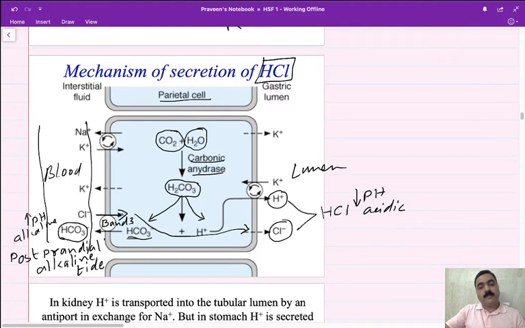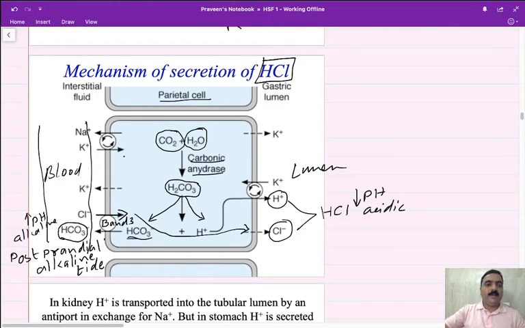The bicarbonate will be secreted to the lumen and the hydrogen goes to the blood, so that the blood will be converted back to its normal pH when it passes down from the stomach to the pancreas and the liver. But initially, when it is passing through the stomach to the parietal cell, the blood will become alkaline in nature. So this phenomenon is referred to as postprandial alkaline tide.